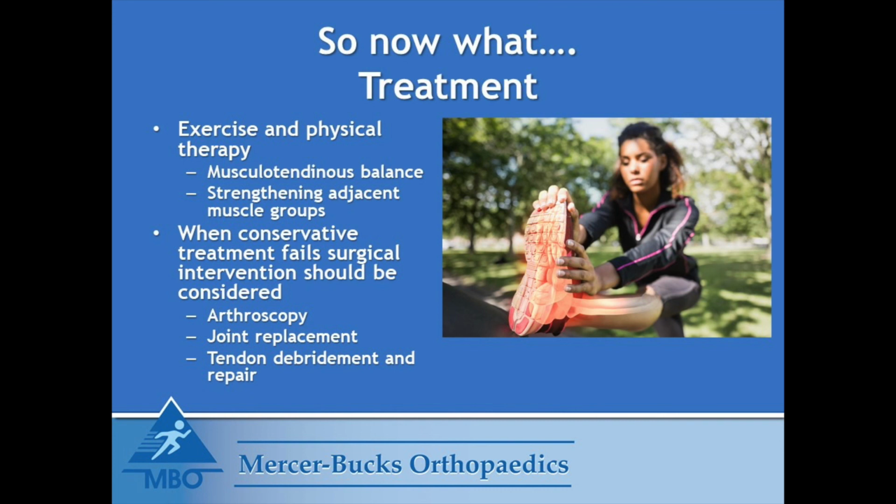When that has failed and you've gone through therapy, then there's always surgical intervention. Surgical intervention can entail arthroscopy, which is taking a camera and looking inside of a joint. By doing that, you can clean up any inflammation inside of the joint. You can visualize the joint, see the extent of any arthritis that's present. You can also, through there, repair any cartilage defects that are noted.